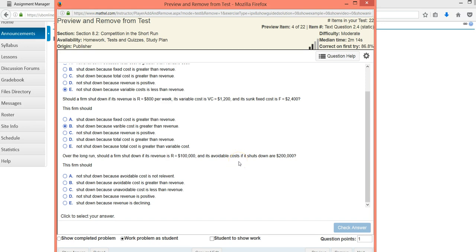So we should exclude fixed cost in the short run, but in the long run we should also include that part, because in the long run any variable is avoidable. We can make decisions regarding any variable, hence that will become avoidable. So in this case the avoidable cost is greater than the revenue, hence the firm should shut down. Shut down because the avoidable cost is greater than the revenue, so we should choose B.